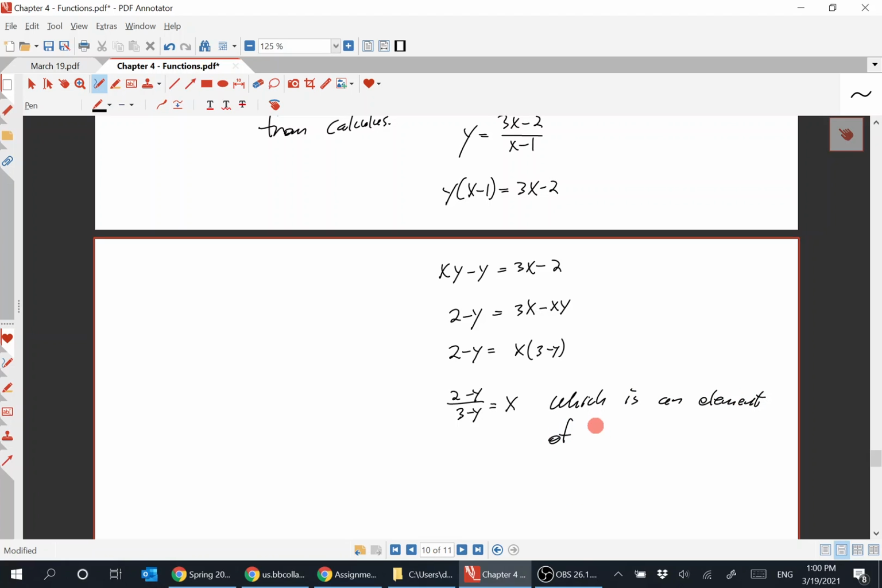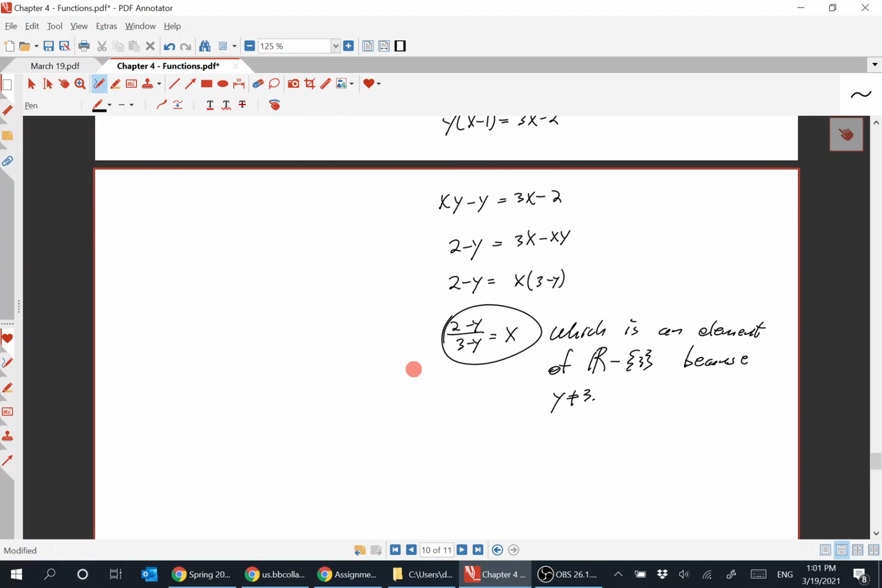of the range, because y is not equal to 3. You would get into trouble here if y was equal to 3, but the range didn't include the 3. That function has a horizontal asymptote at 3. So in this case, f of 2 minus y over 3 minus y is equal to y.